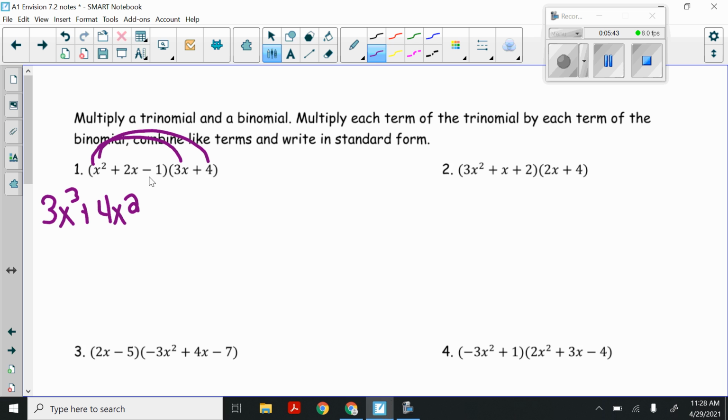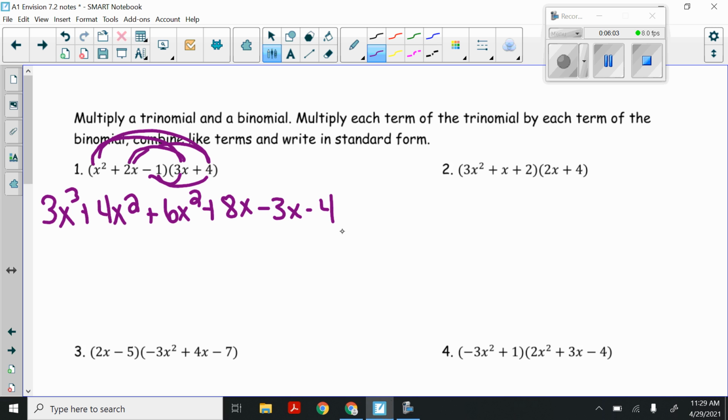Now I move to the next term, 2x, and I multiply it by everything over there. So 2x times 3x gets me plus 6x squared. 2x times 4 is plus 8x. Finally, take my negative 1 and multiply by everything over there. So I get negative 3x minus 4.